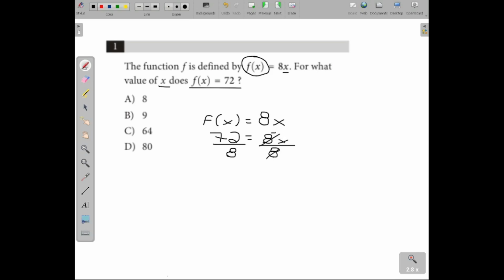We'll get 1 here. 1 times x will be equal to x. And 72 divided by 8 is 9. So the value of x is 9. The right answer is B.